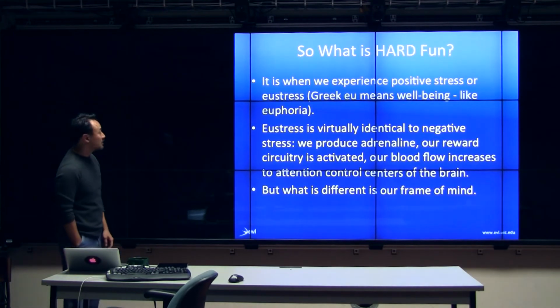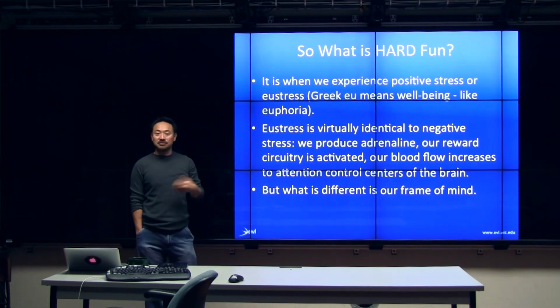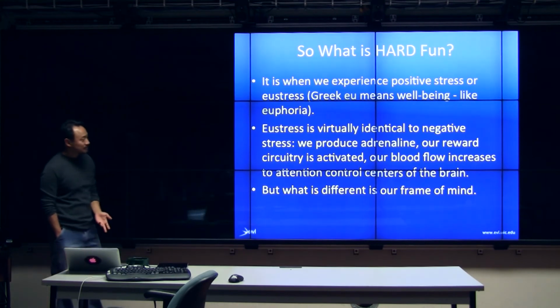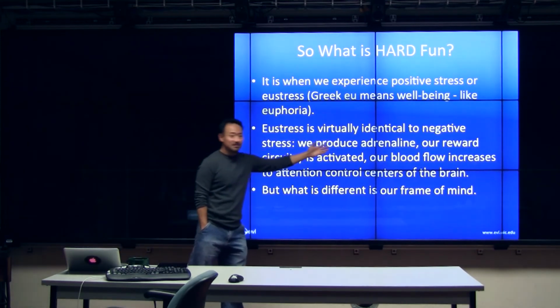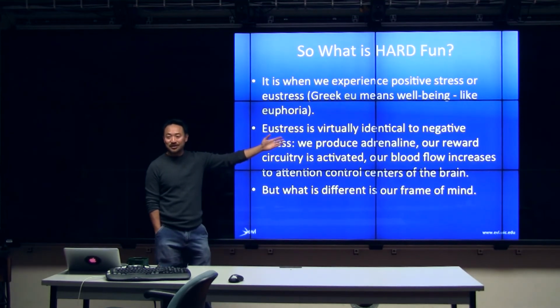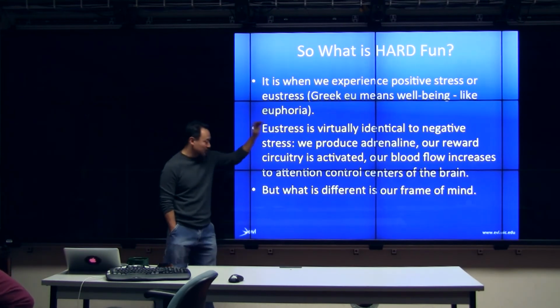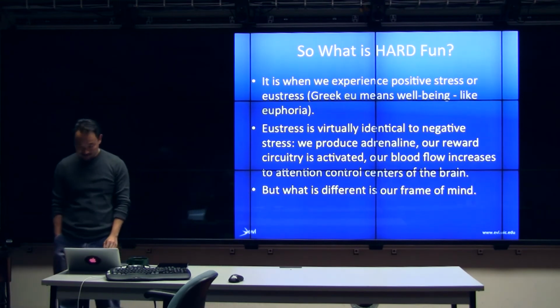So there's a term for that. It's called eustress. Eu from euphoria. It's basically positive stress that you create for yourself. It creates almost the same kind of response as negative stress. It produces adrenaline, right? Some of you play first-person shooters. You've had your heart beat crazily at some critical moment, right? Your reward circuitry is activated, your blood flow increases, all the same kinds of properties. The only difference is your frame of mind.